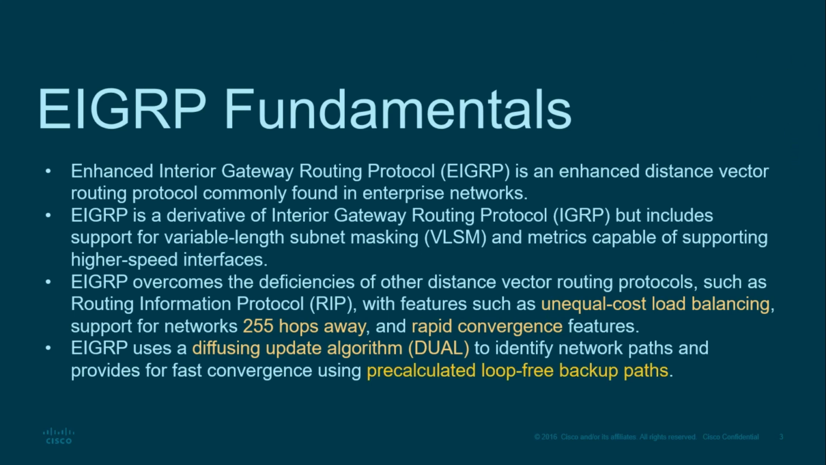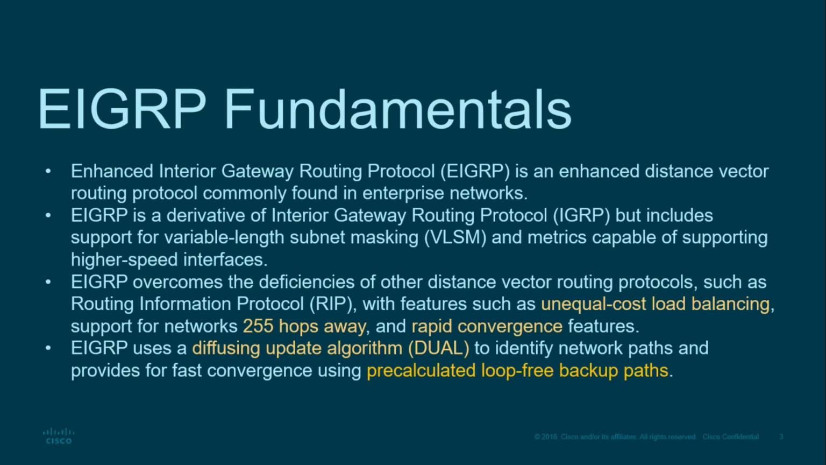Lagi satu important feature adalah EIGRP, bila dia dah calculate the best path for a particular remote network, dia juga akan calculate terus a backup path. Okay, so dia ada plan B lah, maksudnya sebelum dia execute the plan A, dia dah calculate a plan B. So tujuan dia adalah supaya kalau anything happens to the plan A, then they already have a backup plan.